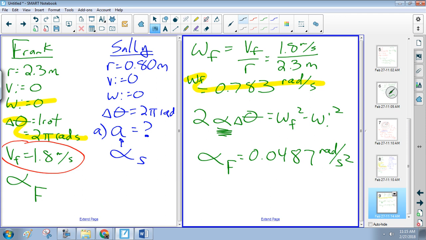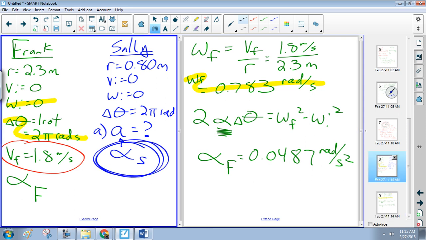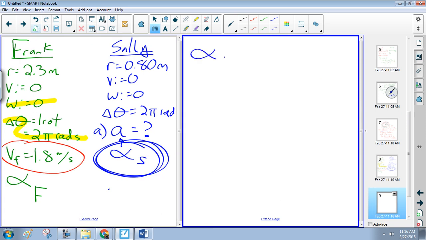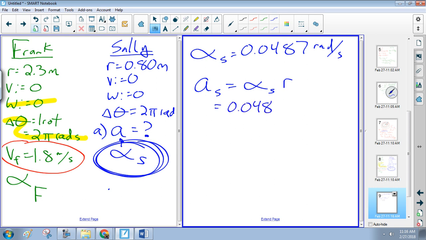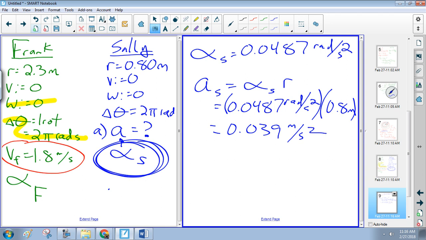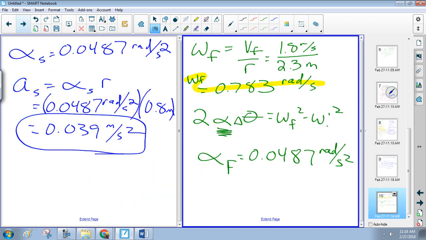Aha! Well, that means then that Sally's angular acceleration is the same. Okay? So angular acceleration for Sally is that same number. So now I can find her regular acceleration by using another jumper. Her angular acceleration is 0.0487 radians per second squared. Her radius is 0.8 meters. So multiply that and it gives you 0.039. Oh shoot, I got my units wrong, don't I? Sorry. Meters per second squared. And there's your answer for that.